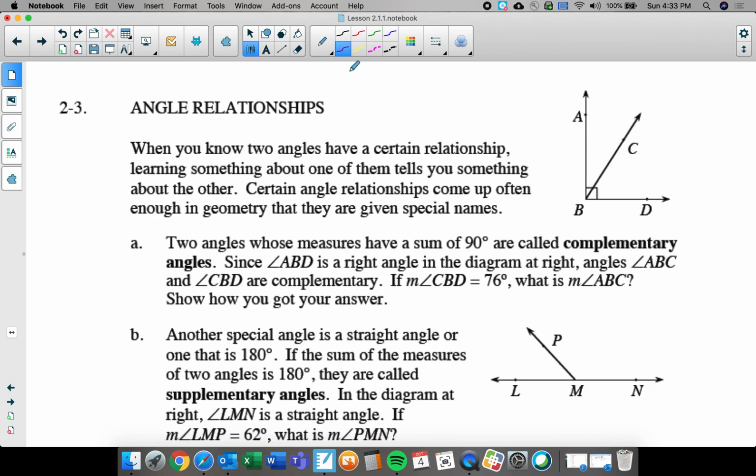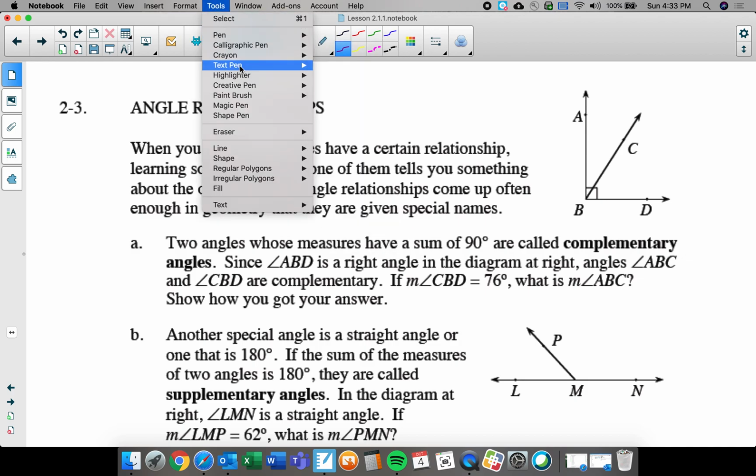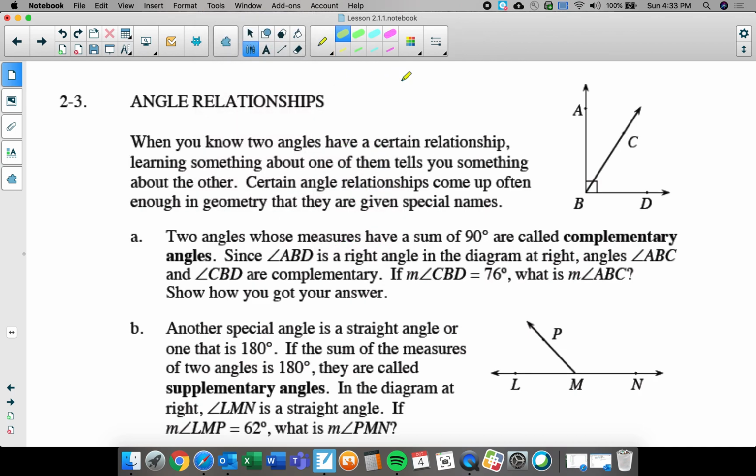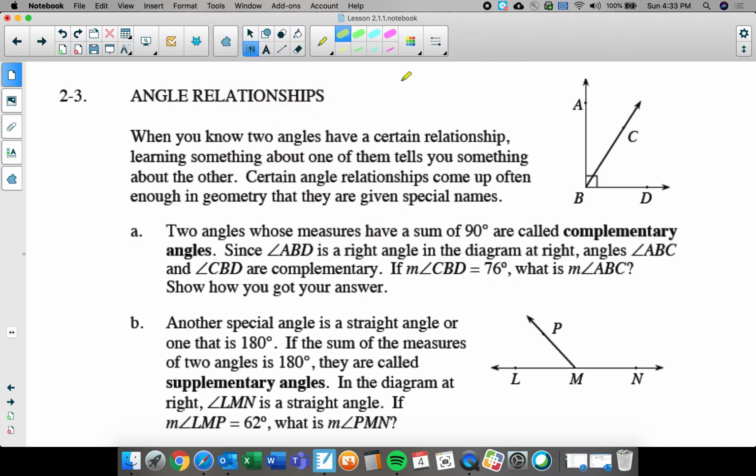So now we're going to take a look at some angle relationships, some of the different types of angles. If you look at this picture, one of the things you see are the 90-degree angles. So if you look right here, I'm just going to highlight this. Two angles that have a sum of 90 degrees are called complementary angles.